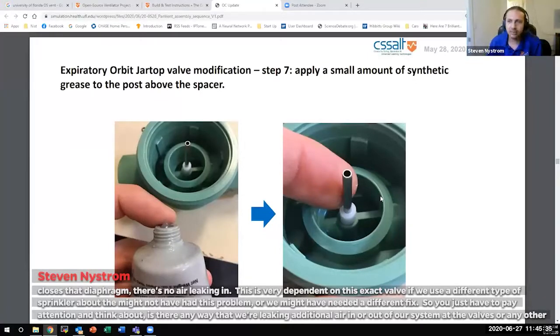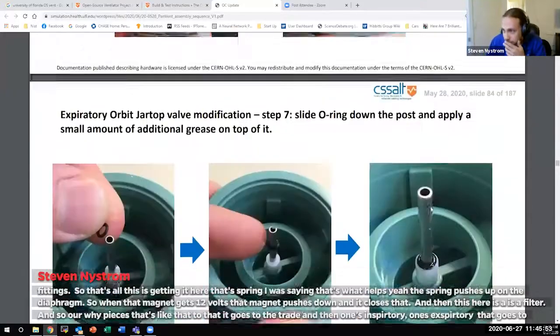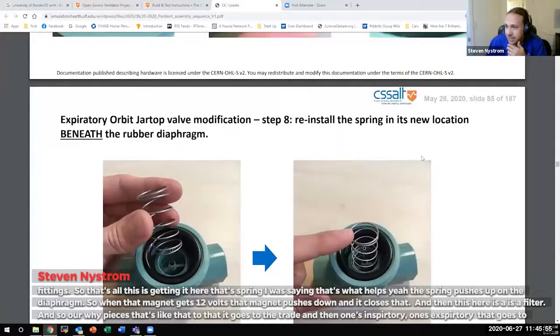This is very dependent on this exact valve. If we use a different type of sprinkler valve, we might not have had this problem, or we might have needed a different fix. So you just have to pay attention and think about, is there any way that we're leaking additional air in or out of our system at the valves or any of our fittings? So that's all this is getting at here.